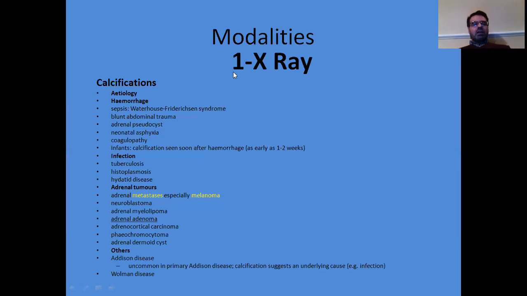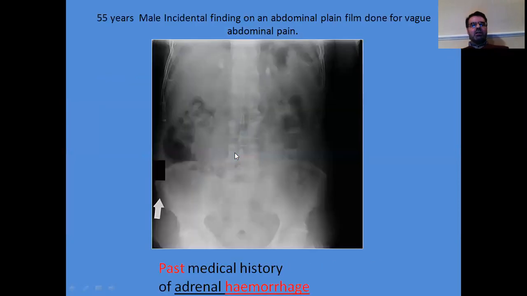Going through the modalities, we start with the X-ray, which is limited in adrenal gland pathologies. X-rays can show calcifications or mass effects. This is a long list of pathologies that can cause adrenal gland calcifications on X-ray. Please remember that metastasis can calcify, particularly from melanoma.